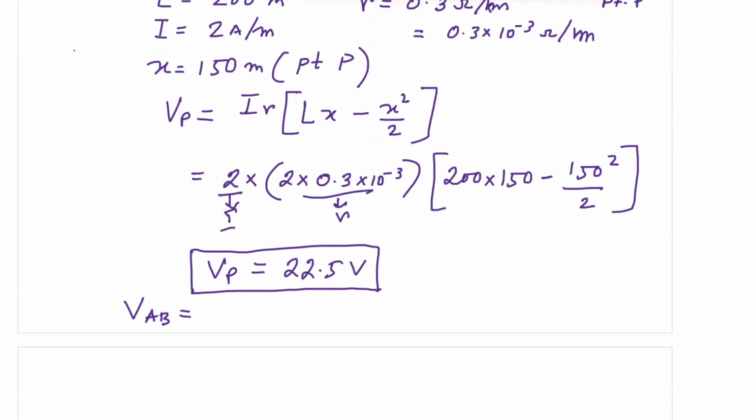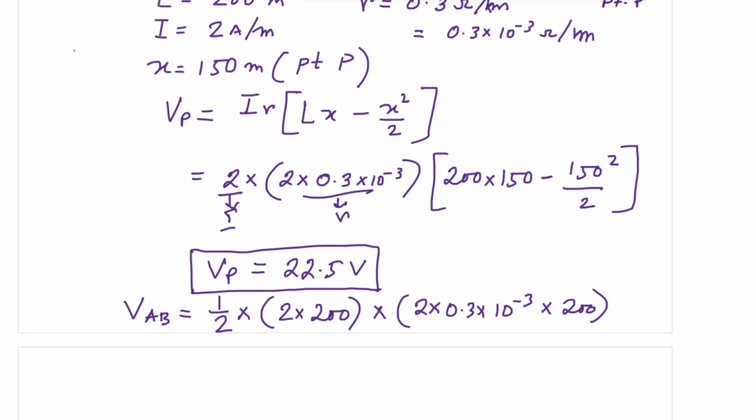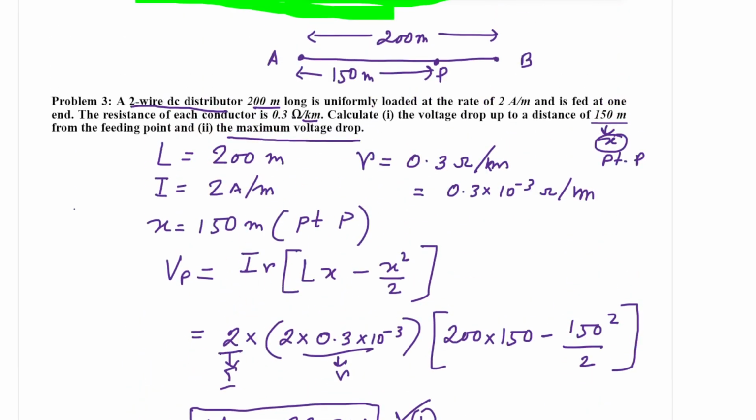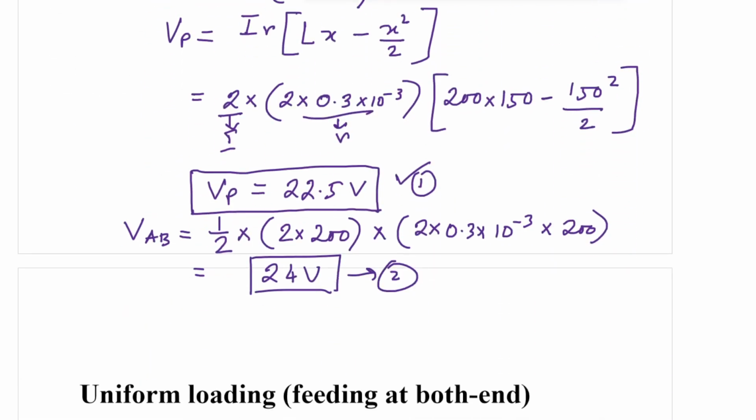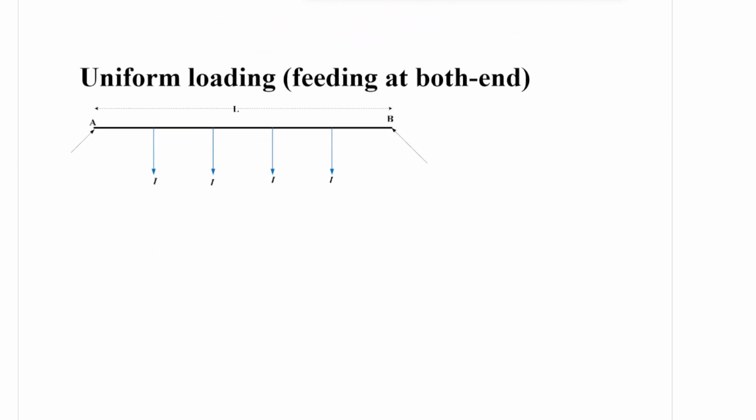It will be half. That is the supply current. What is the supply current? It will be 2 into 200. That must be multiplied by R. That means 2 into 0.3 into 10 to the power minus 3 into 200. If you solve this, you will get 24 volt. So this is the answer. The first is this answer and the second is this answer. So now we have feeding at both ends.